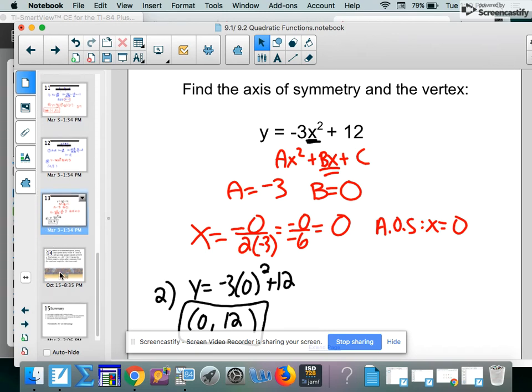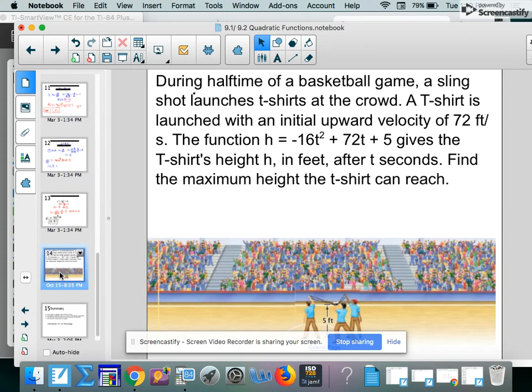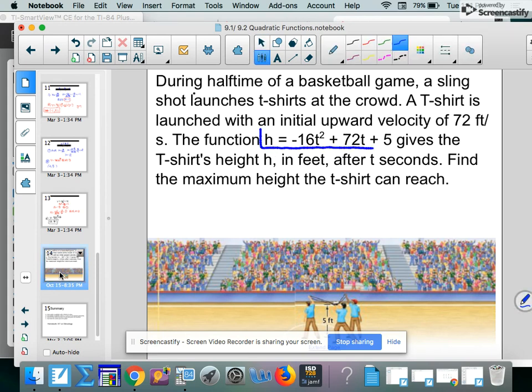Last one is a word problem. Yes, you have one like it on your homework. During halftime of a basketball game, a slingshot launches t-shirts at the crowd. A t-shirt is launched with an initial upward velocity of 72 feet per second. The function h equals -16t squared plus 72t plus 5. That sounds important, so I'm going to box that. So nice of them to give us an equation. It gives the t-shirt's height in feet after t seconds. So find the maximum height the t-shirt can reach.